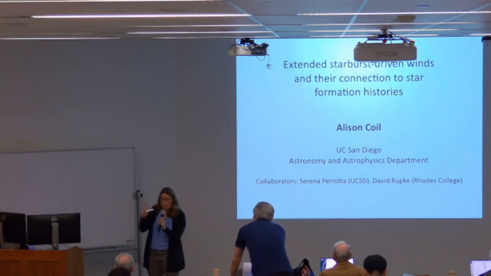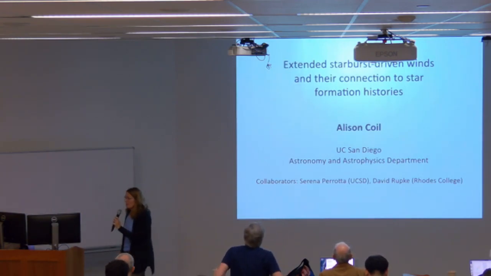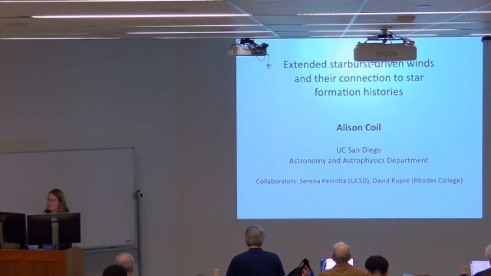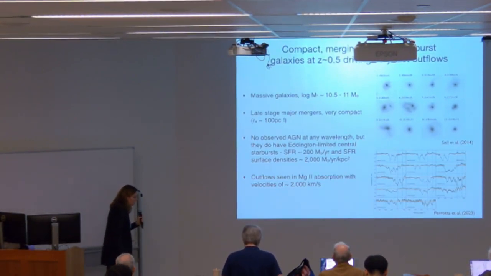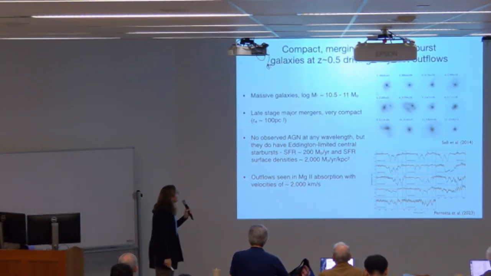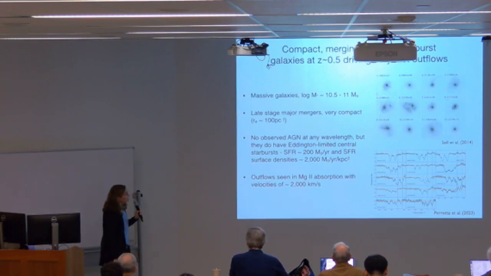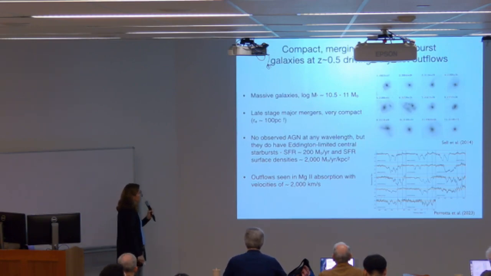I'm actually going to give two talks, 10 minutes each. The first one is on extended starburst-driven winds and their connection to star formation history. My collaborators and I have been studying for several years now these really interesting galaxies. They're very compact, major mergers driving extreme starbursts, at redshifts of around a half, driving these very fast winds. They're really massive galaxies, with mass around 10^10.5 to 10^11, and they're late-stage major mergers.